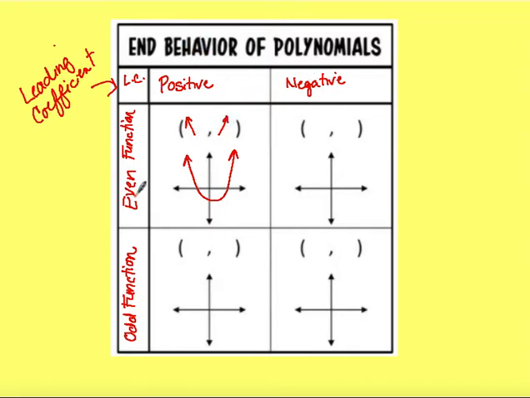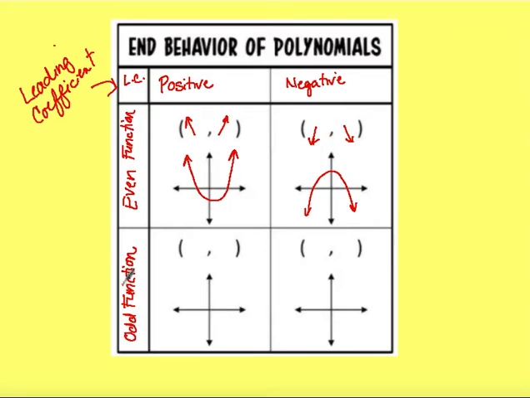If it is an even function and the leading coefficient is negative, then the ends of that graph are going to end down in both directions. Notice that they have to go in the same direction.